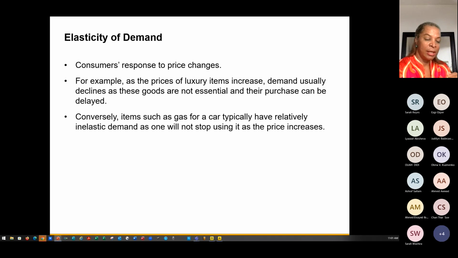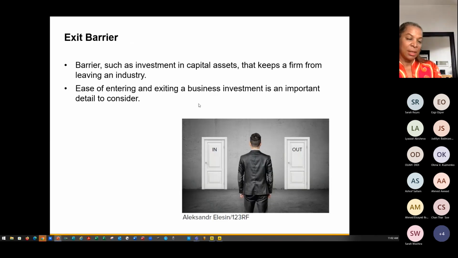Gas for your car, kind of inelastic, because if you got to work, you got to drive your car. So it doesn't mean you'll stop buying gas. Now you might start to do public transportation, but be aware of how price changes can impact your consumer response to your product or services. Exit barriers is how easy can you leave an industry?